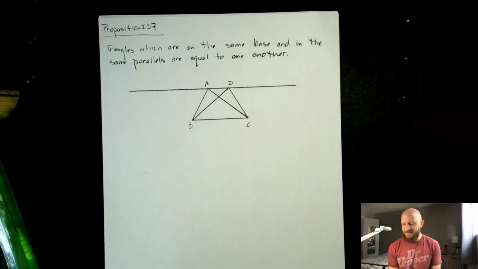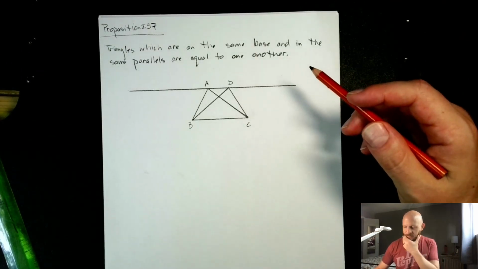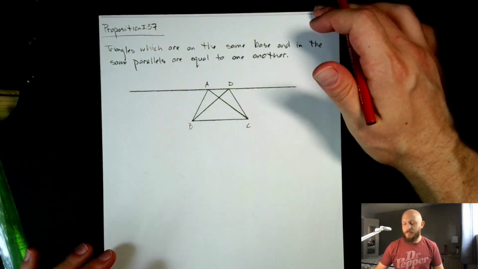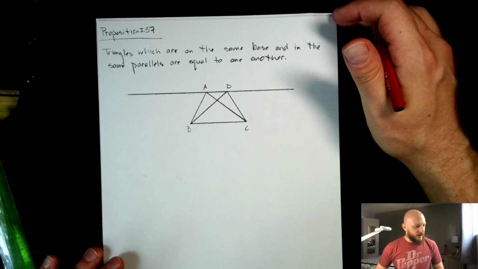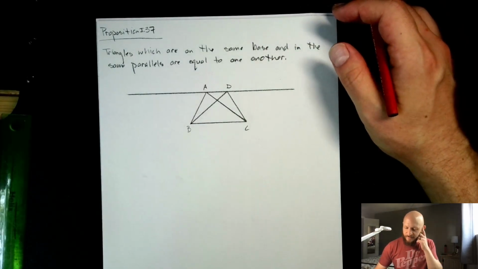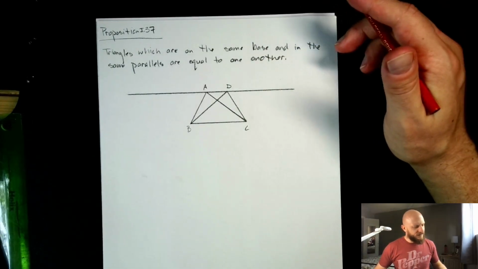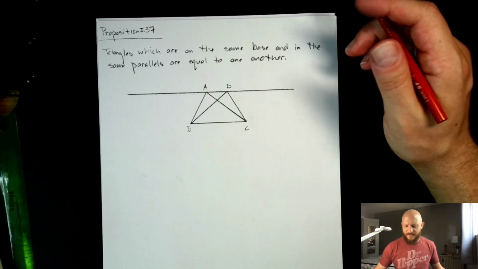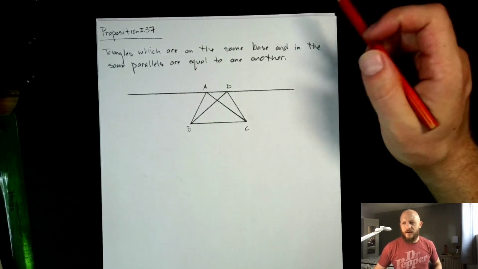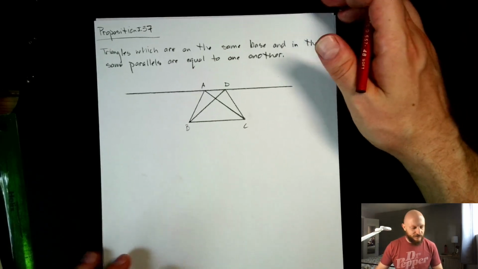Alright, Prop 37 says triangles which are on the same base and in the same parallels are equal to one another. So it's really similar to the last two propositions, but instead of talking about parallelograms with similar bases and between the same parallels, now we're talking just about triangles. And the idea is going to be very much the same. So we're going to use what we know about parallelograms to prove this, and there is one step towards the end that I think is not quite as logically rigorous as we might want it to be, but it still makes intuitive sense.